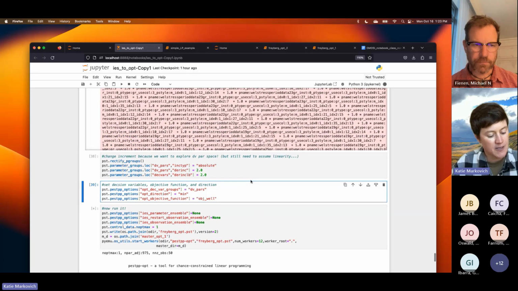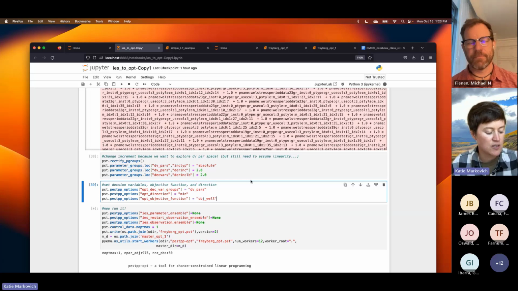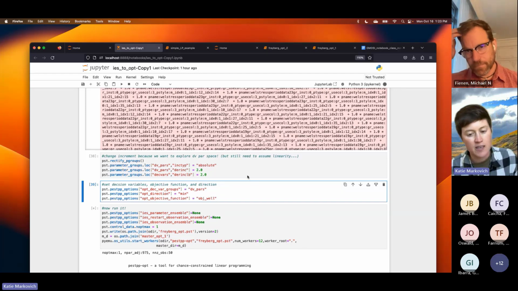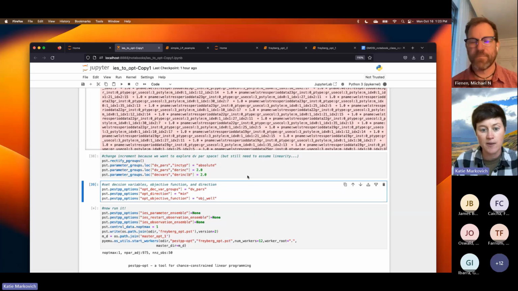But I mainly just wanted to walk through this because you just have to think about those 3 things, right? Your decision variables, your constraints, and your objective. And with practice, it'll become quite comfortable to move from an IES to an optimization or an MOU run.